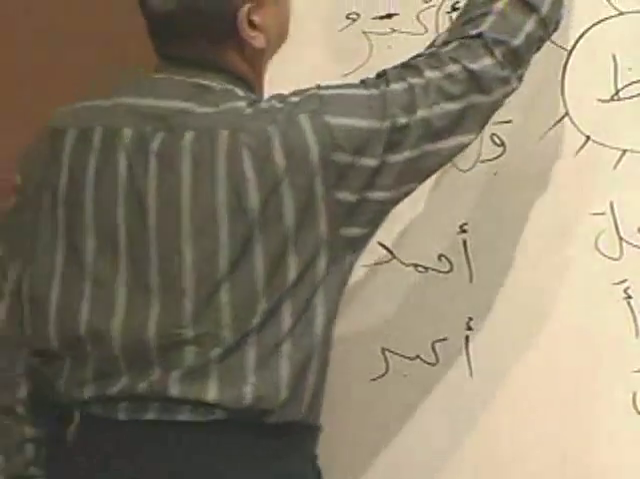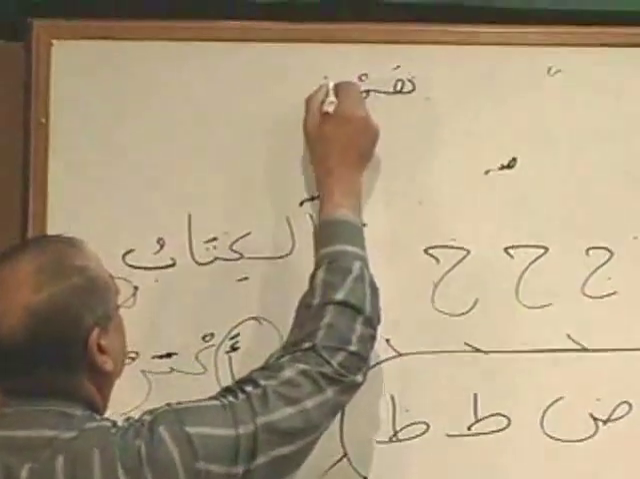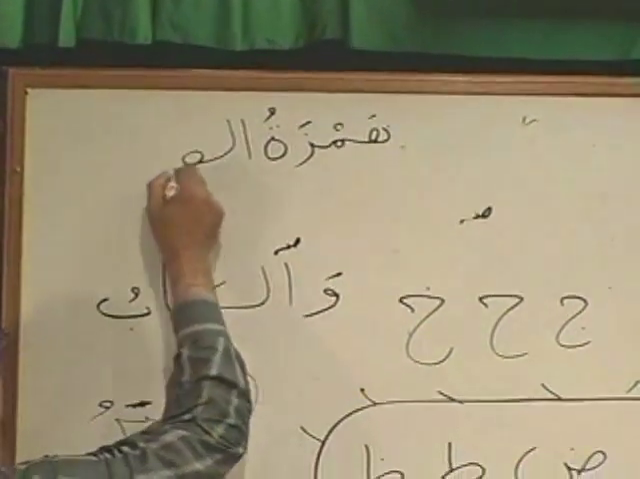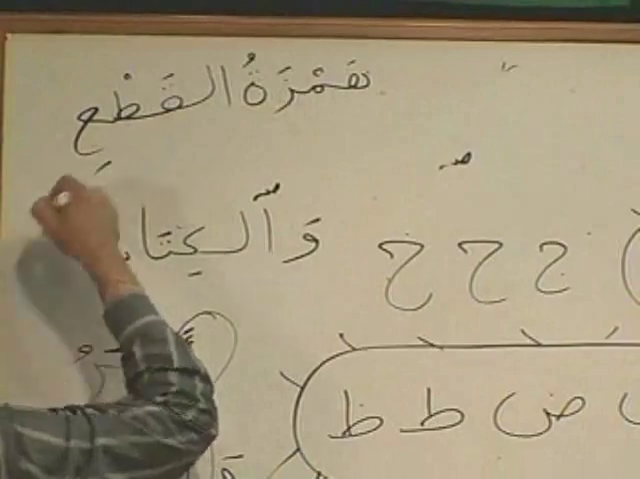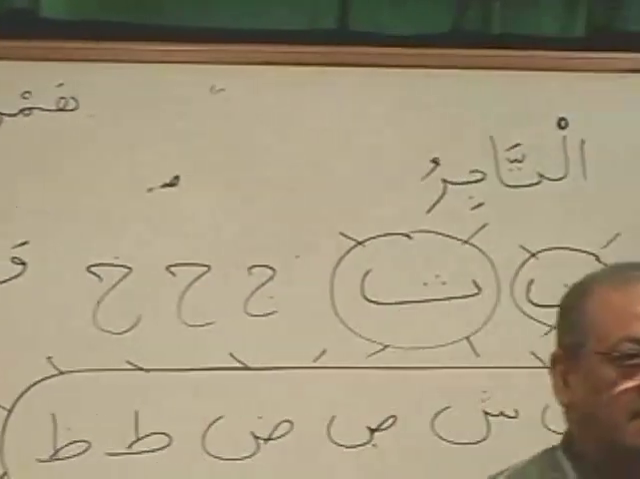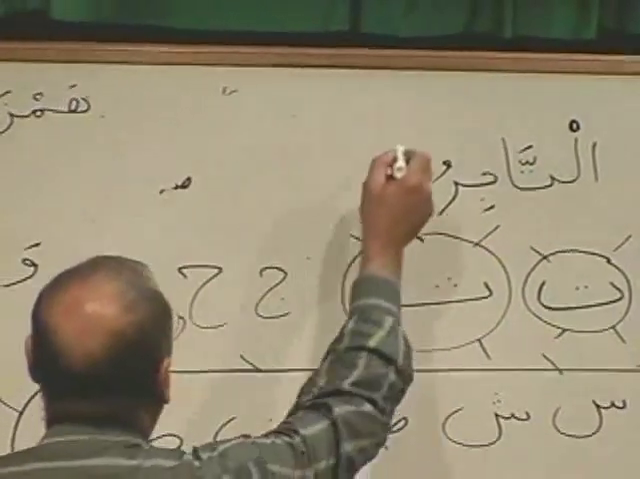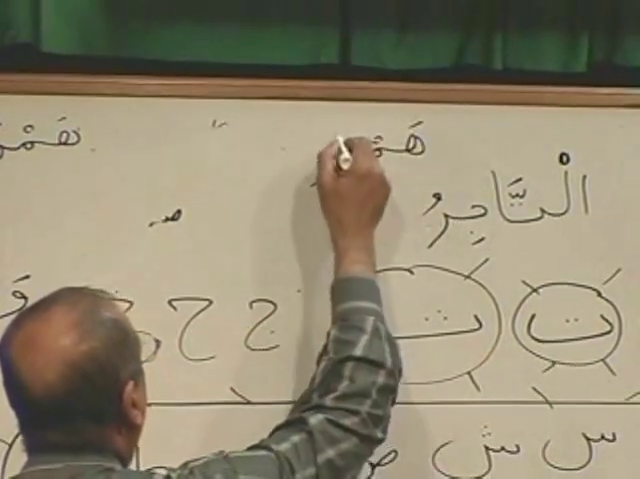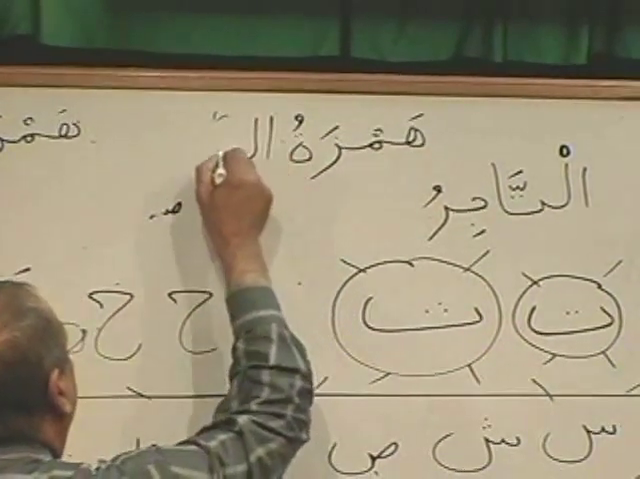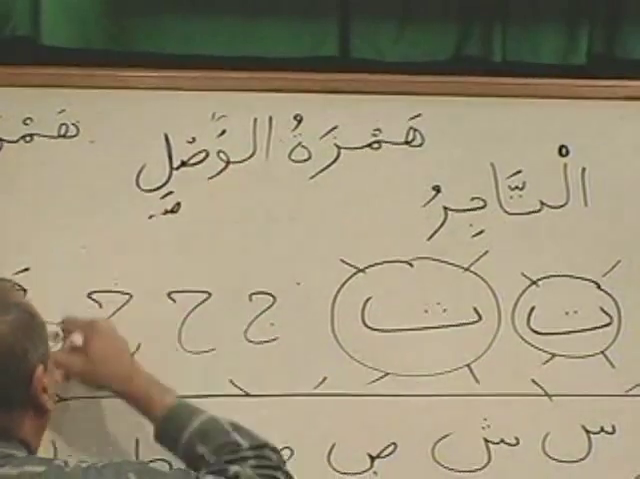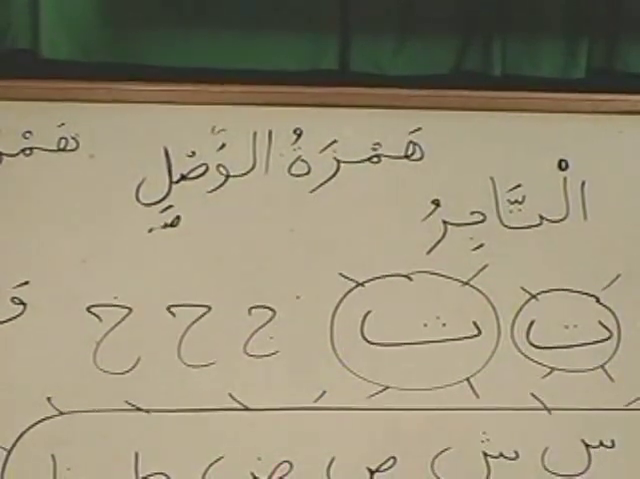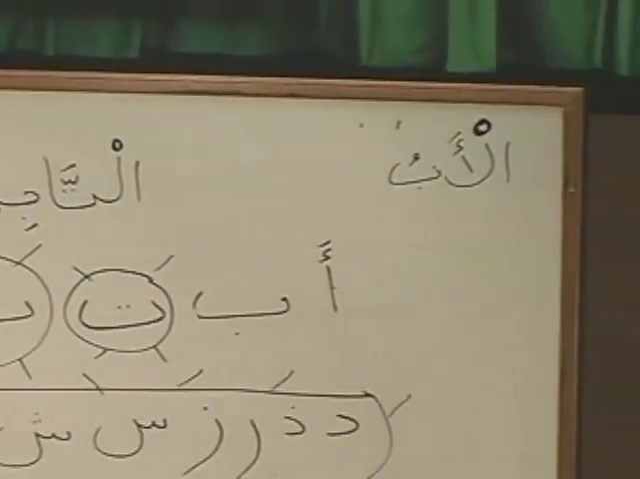So, brothers and sisters, Hamzatul Wasal means Hamza of assimilation because it gets assimilated with the next word. Okay. Fine, brothers and sisters.